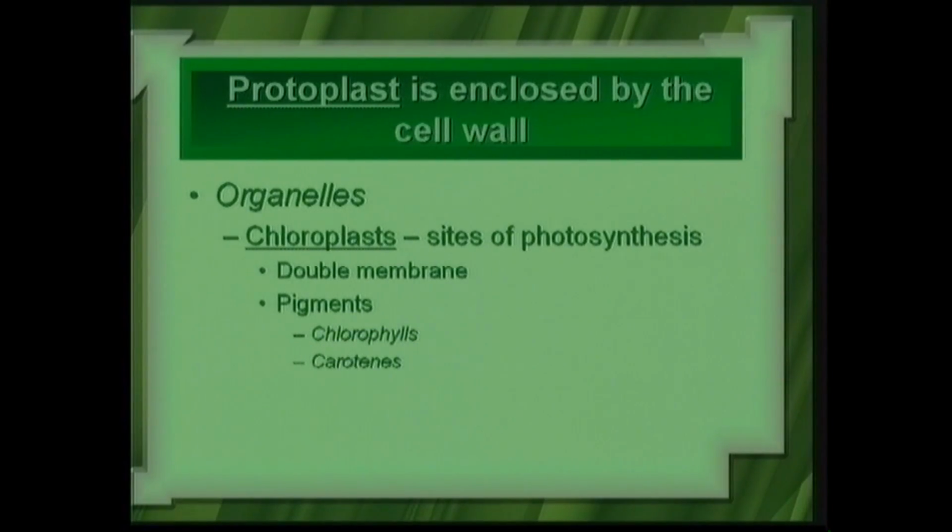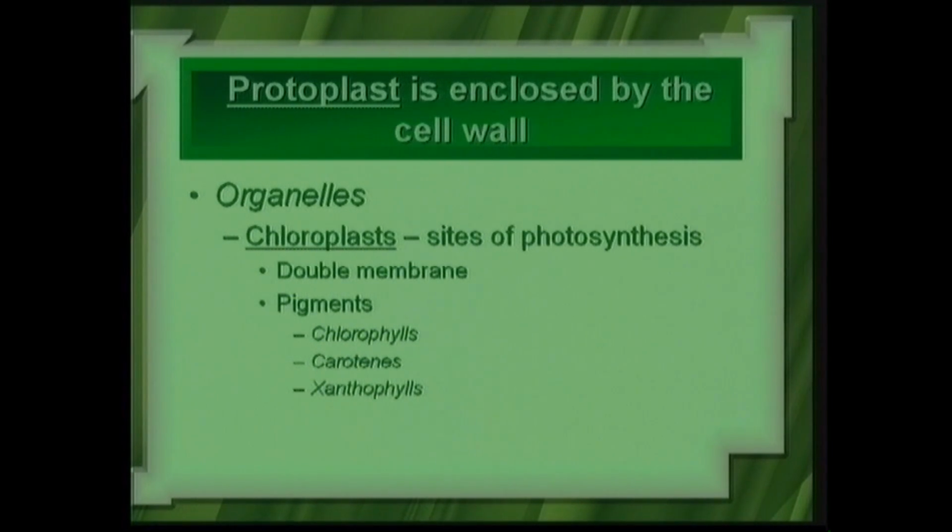So pigments are very important. One kind of pigment that plants generally have are chlorophylls, chlorophylls A and B. Chlorophylls are the main type of pigment. Another kind of pigment that plants have are called carotenes, or carotenoids. The carotenes are of different types, and among them we have xanthophylls.